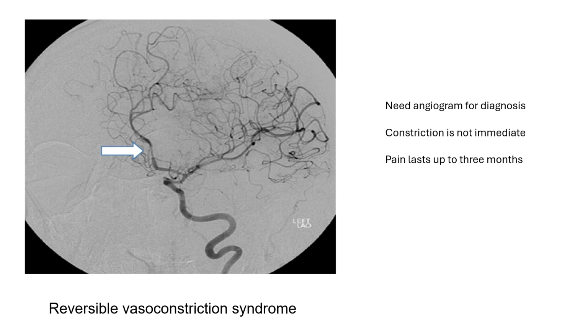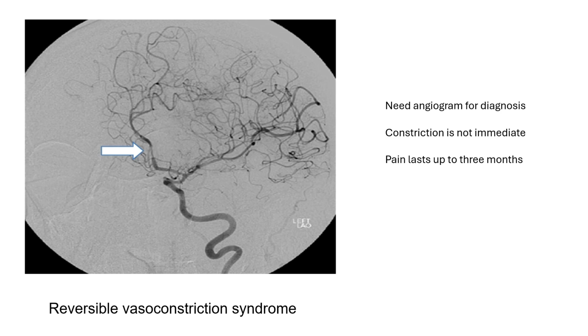So what is reversible vasoconstriction syndrome? Well, you can see this constriction in the cerebral arteries. This can lead to problems of stroke. You will need an angiogram for diagnosis. This is unlikely to show up on imaging.